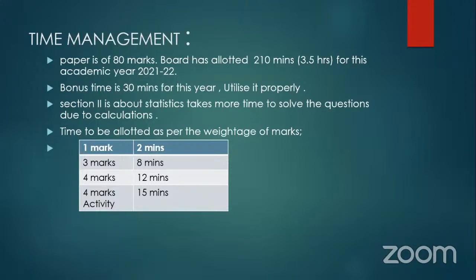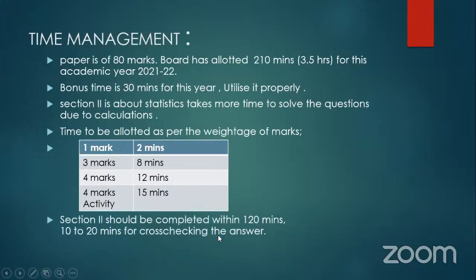We have to do more calculation and it depends on the data which is given. Okay, so if the numbers are easy, then it is very easy to calculate and it will take less time. If we have big numbers, then calculation takes time. So accordingly, you can change the timings. It is flexible and it changes student to student, but you have to complete section 2 within 120 minutes. Do not exceed the time.